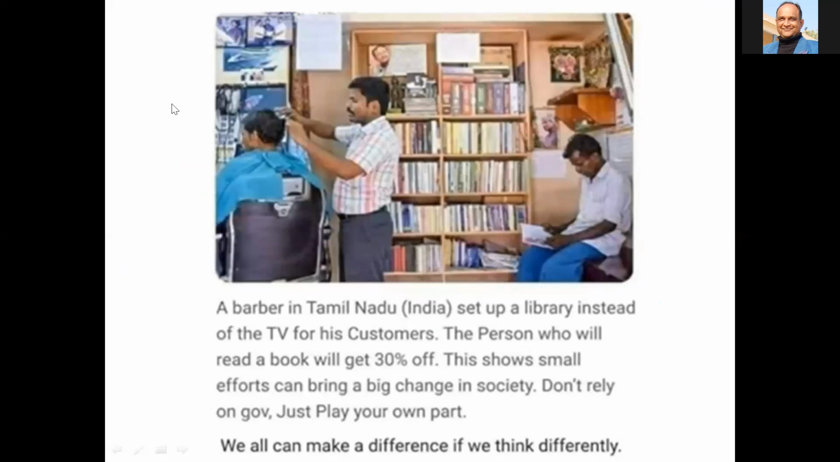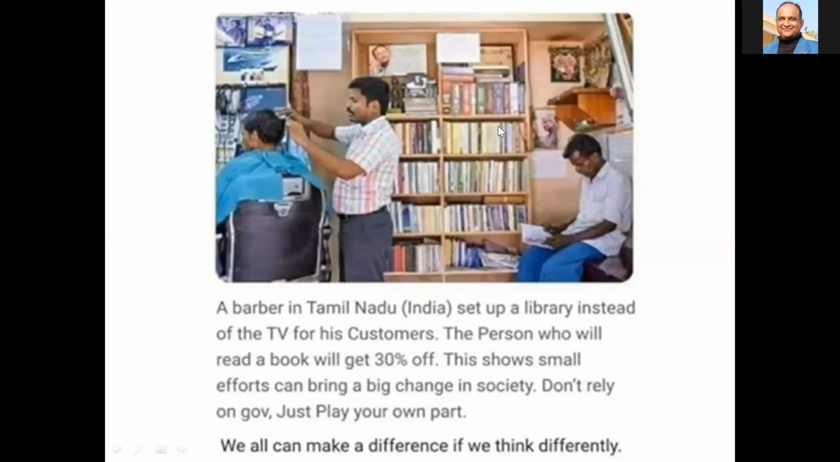Most of the WhatsApp people might have seen that there is a barber in Tamil Nadu. There are a lot of barber shops along the line. If you have four or five barber shops in one place, people will usually be distributed among them. This fellow is good in reading. He has a lot of books, and those who don't watch TV, if they read a newspaper or book in his shop, he offers 30% off. So this is the idea, and it clicked.